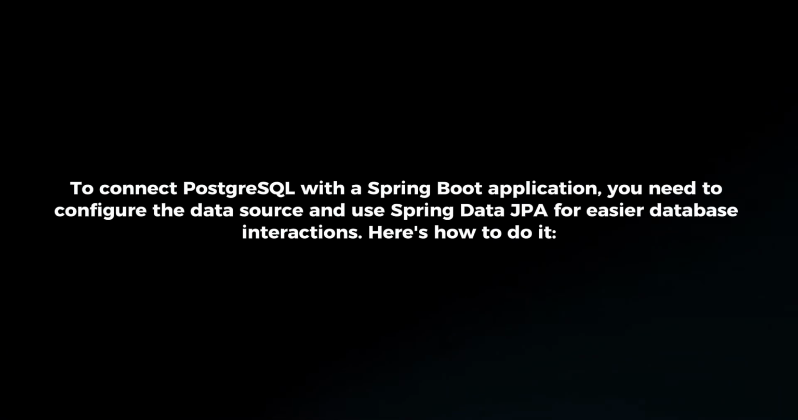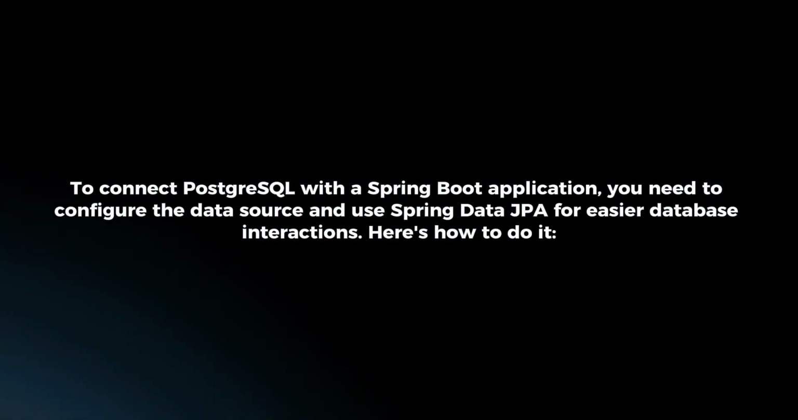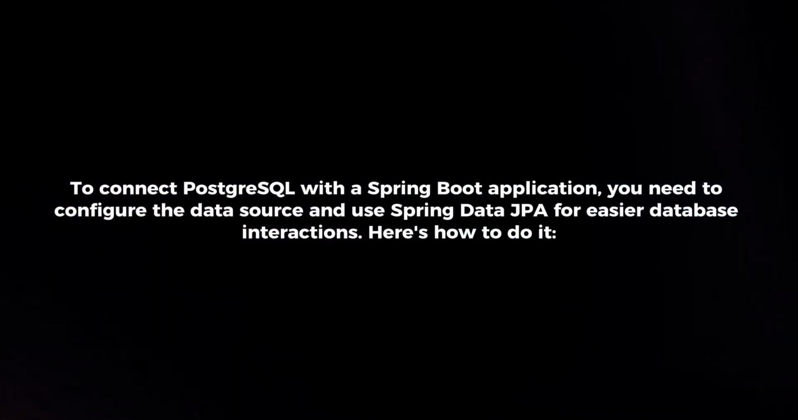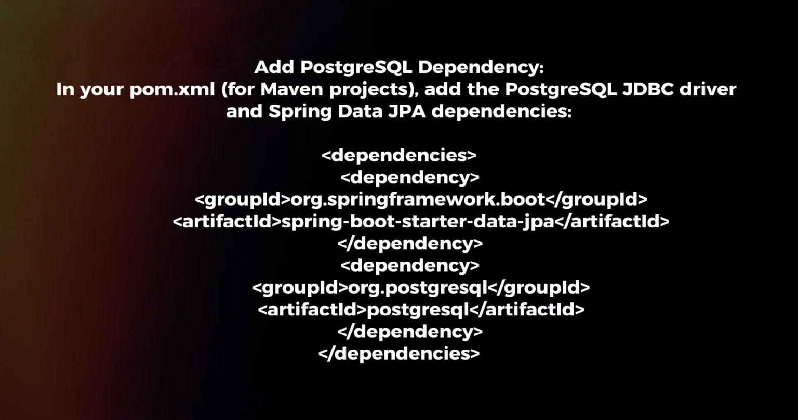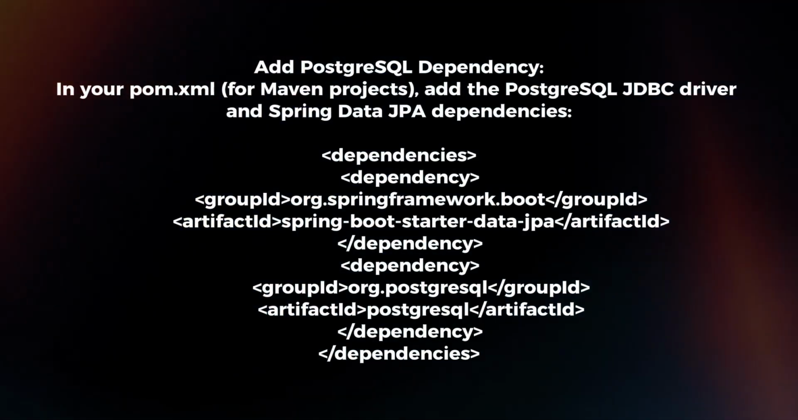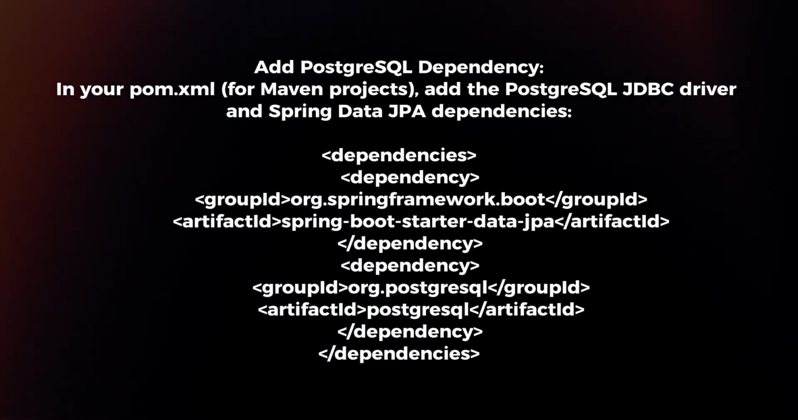To connect PostgreSQL with a Spring Boot application, you need to configure the data source and use Spring Data JPA for easier database interactions. Here's how to do it. Add PostgreSQL dependency. In your pom.xml, add the PostgreSQL JDBC driver and Spring Data JPA dependencies.